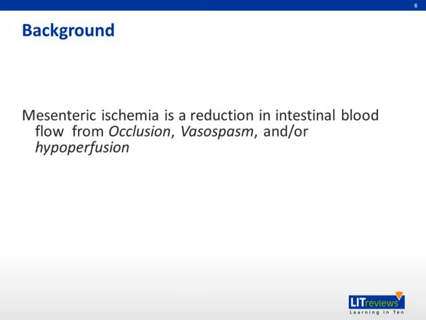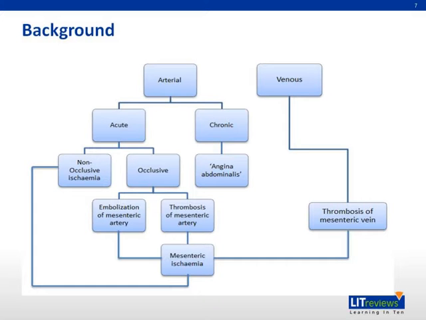Mesenteric ischemia is caused by a reduction in intestinal blood flow, which most commonly arises from occlusion, vasospasm, and/or hypoperfusion of the mesenteric vasculature. It is important to identify mesenteric ischemia because the clinical consequences can be catastrophic, including sepsis, bowel infarction, and eventual death. Intestinal ischemia can be divided into acute and chronic, based upon the rapidity and degree to which blood flow is compromised.